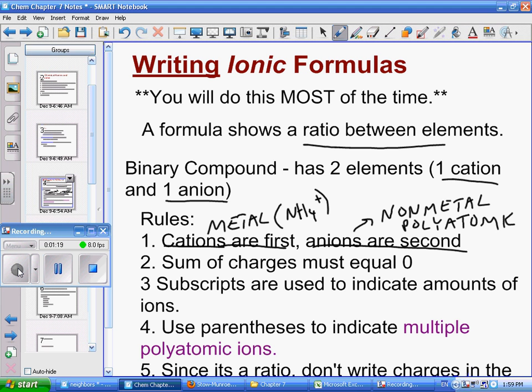The sum of the charges has to equal 0. I think you guys got that. All the pluses have to equal the minuses. Now, they don't cancel each other out. It's just that the sum of those charges will equal 0. You're going to use subscripts, which are little numbers. Parentheses will be used when I have to have more than one polyatomic ion. And since it's a ratio, we don't use charges in the final formula. We understand those charges are there. We're just trying to represent a ratio.